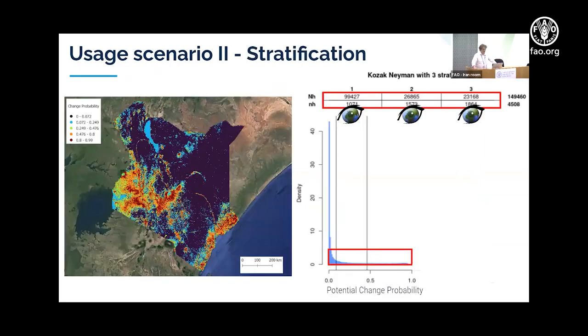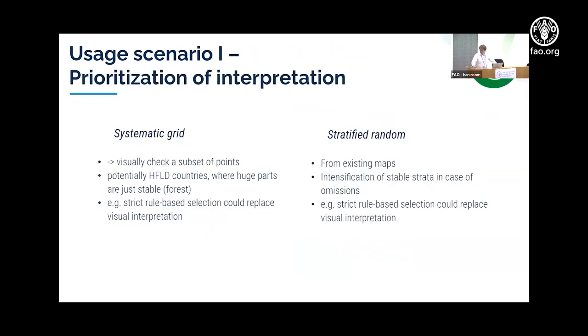Next slide, please. For countries who already maybe established a stratified random sampling and have already existing maps, but end up still with high uncertainties, so they would need to intensify to lower these uncertainties, which usually happens in the stable class. Now you could think of running the same kind of things on their existing points on their intensified grid, and using the same kind of logic to not have to look at all of those points from the intensified grid, but just at the ones that have the highest likelihood of being changed. Next slide.